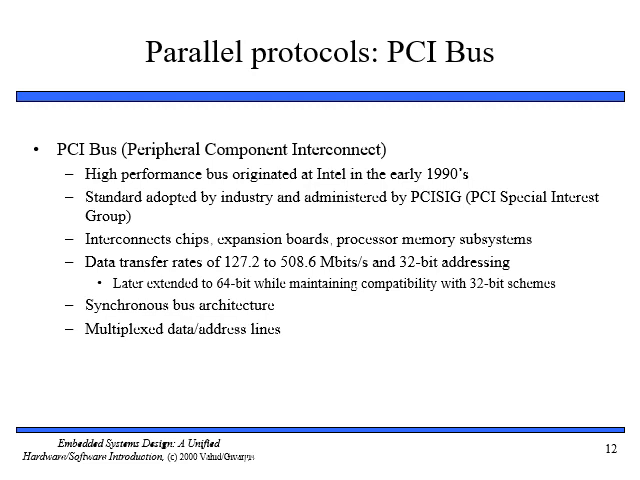It has a quite high data transfer rate of 127 to 508 megabits per second, and 32-bit addressing, which can be extended to 64-bit while maintaining compatibility with 32-bit schemes. It has a synchronous bus architecture and multiplexed data and address lines. So that was about the PCI bus, which is a protocol of parallel communication. Let's move on to the next slide.